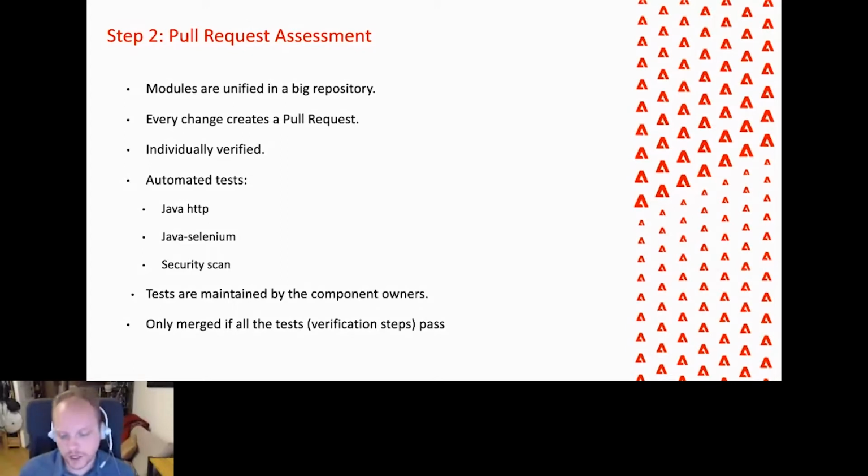Here, the changes are still individually tested, but already in the whole context of AEM. We have a big set of tests, different tests like Java HTTP, some Java Selenium. Also noticeable at this level, we already have some security tests in place. And this tests every individual pull request in the AEM context, and makes sure that one change on one module does not affect another one.